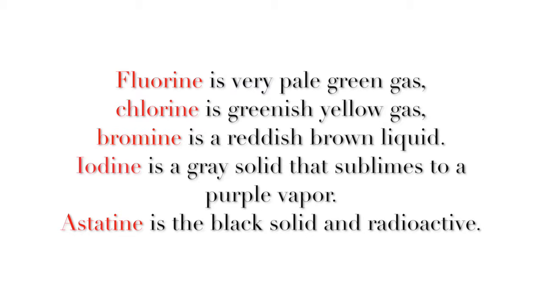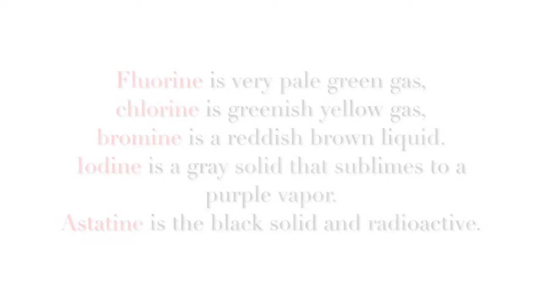The halogens become darker as you go down the group. Fluorine is a very pale green gas. Chlorine is a greenish yellow gas. Bromine is a reddish brown liquid. Iodine is a gray solid that sublimes to a purple vapor. Astatine is a black solid and radioactive.